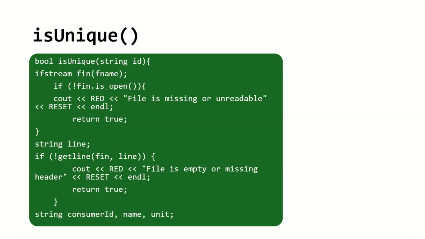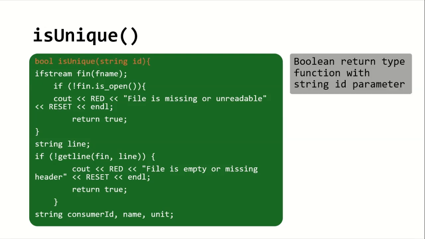Now in the whole append function, we have the is unique function. The is unique function is a function that will check if the ID sent to the append function, or the ID inputted by the user, is unique or not. If it is unique, we are going to write to the file. If it is not unique, we are not going to write to the file. It is a boolean function, which returns a boolean data type.